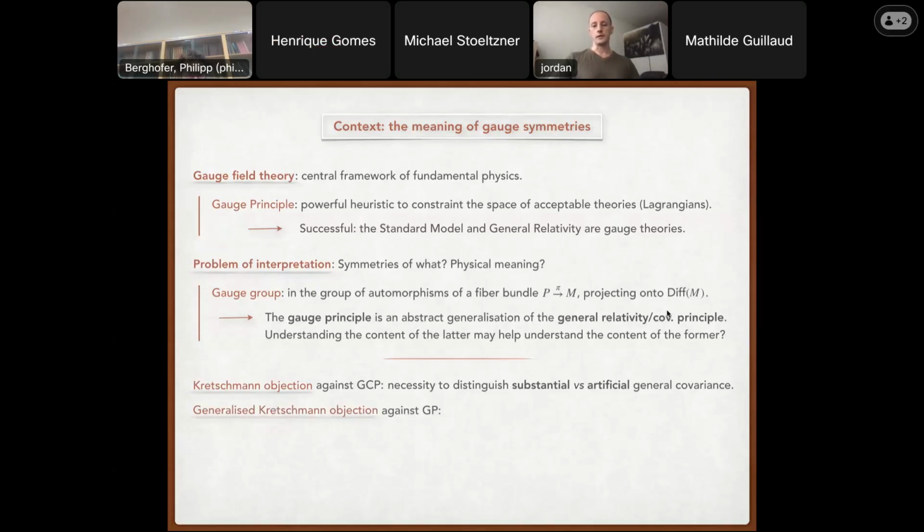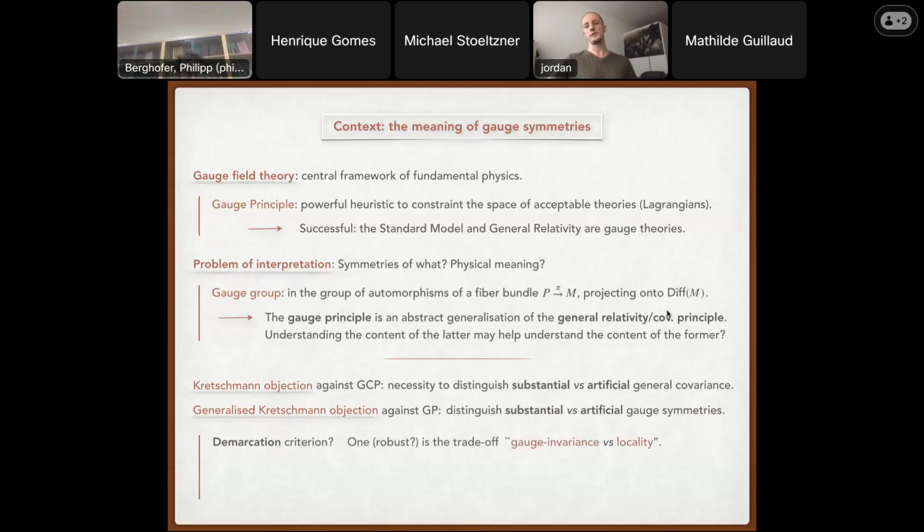And so again, it seems there needs to be a distinction between substantive and artificial gauge symmetries, where again, the artificial kind would encode no relevant physical features. So the question is therefore the one of the demarcation criterion between the two. And the one good, robust criterion seems to be the trade-off between gauge invariance and locality, as many of you know.